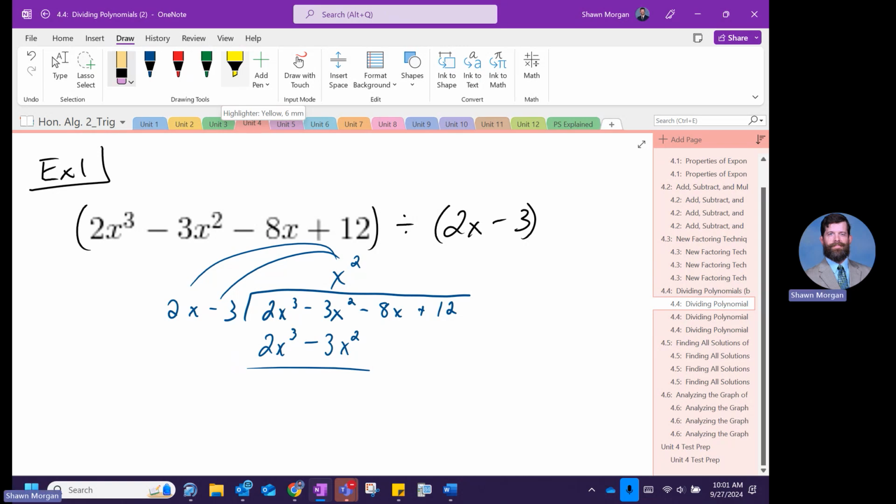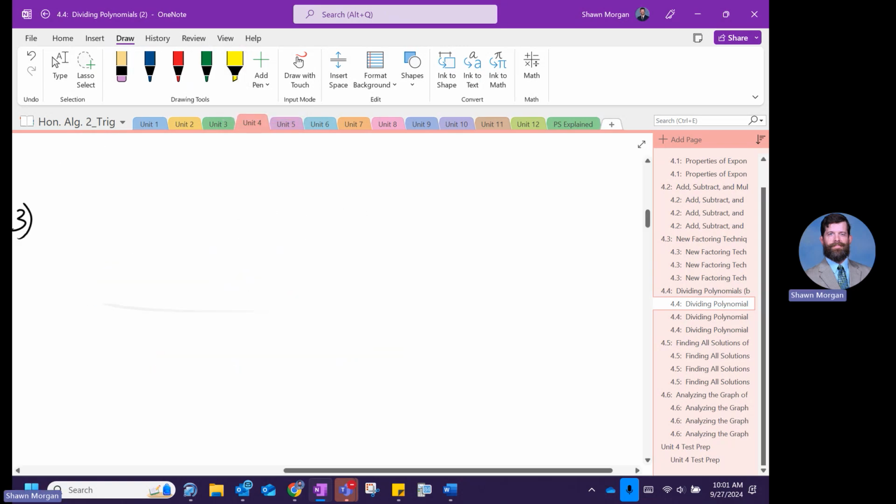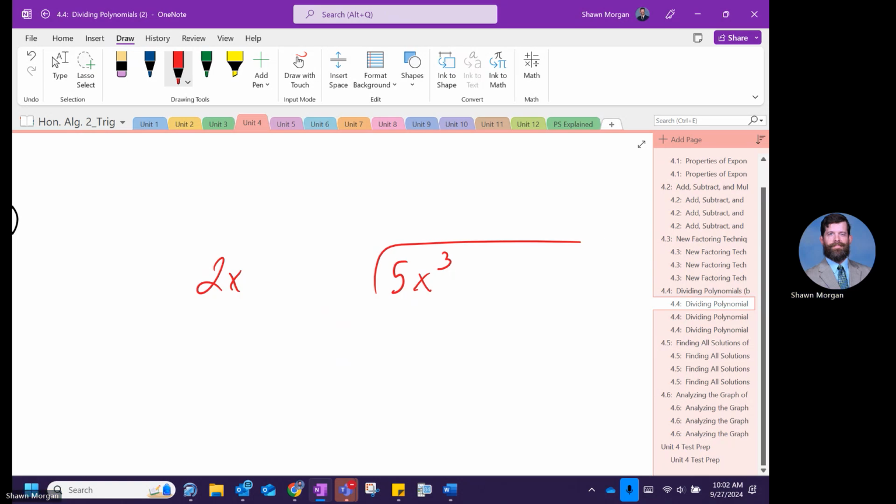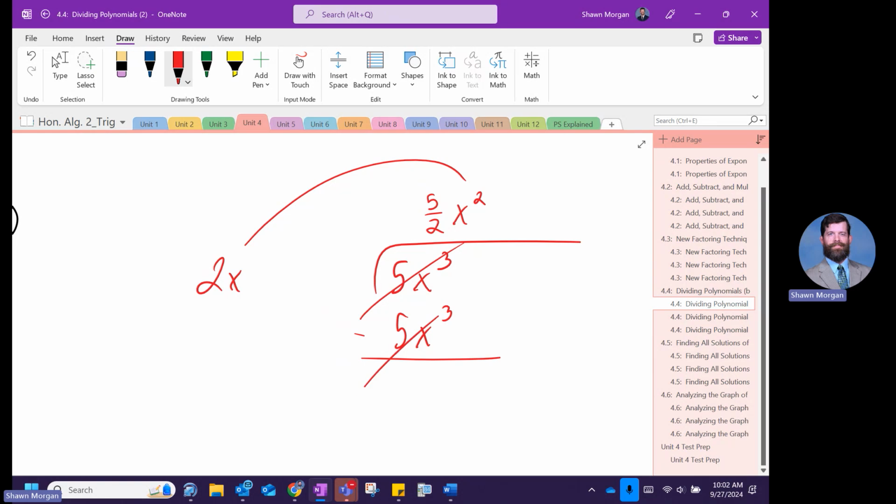Then you've messed something up and you've got to figure it out. You're starting to think of challenging examples, like if it was 2x and this was like 5x cubed. You'd have a fraction. In this case, what times 2 gives me 5? 5 halves. You know what I'm saying? So in that case, I could still get it to match up and then subtract and cancel out. It just would have a fraction in it.